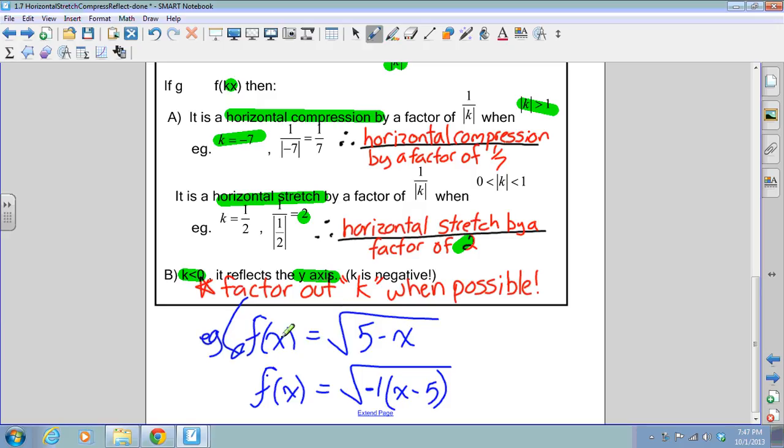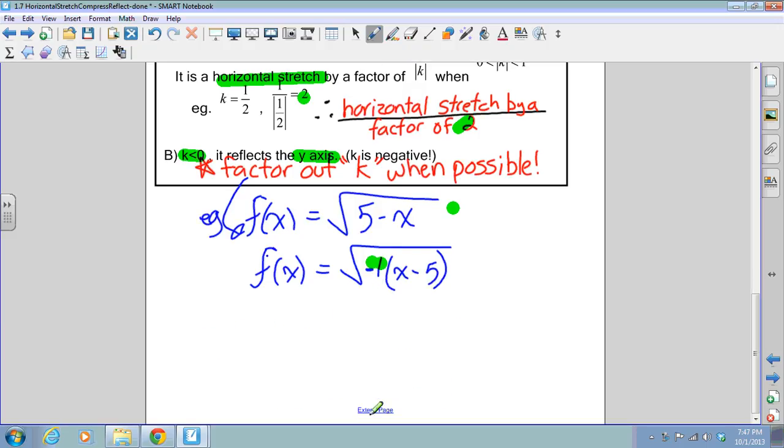Looking at this function here, ladies and gentlemen, please note it's a square root function, and it says 5 minus x. But remember, when we write it in proper form, x has to come first. But it's not just x. There's a -1 attached to x, so you factor out a -1 here, guys. And what's left over, I just changed the order, is x minus 5. So what we're talking about here is the fact that k equals -1.